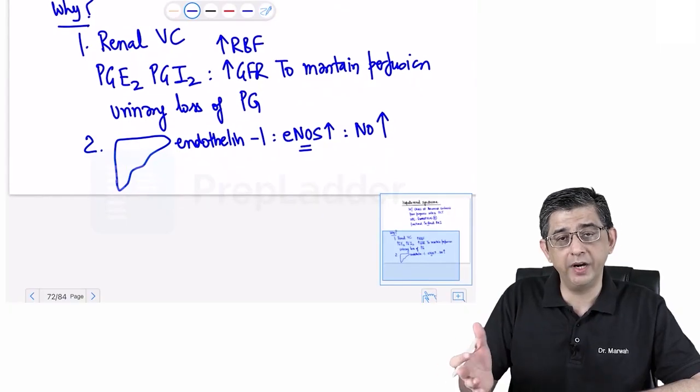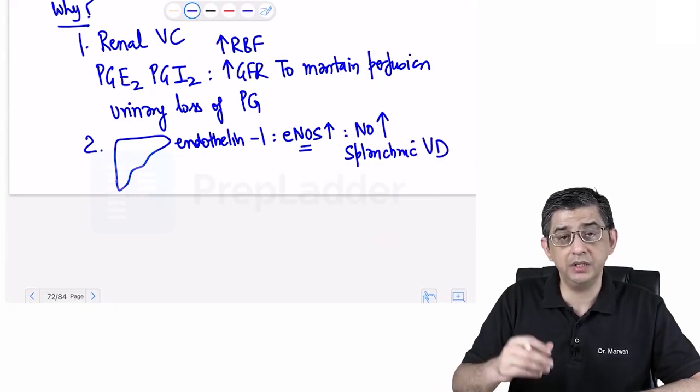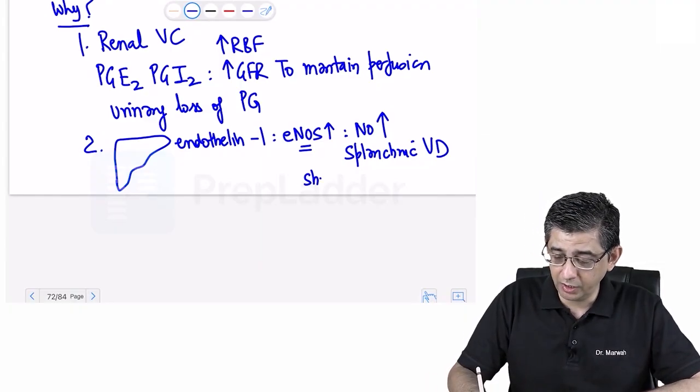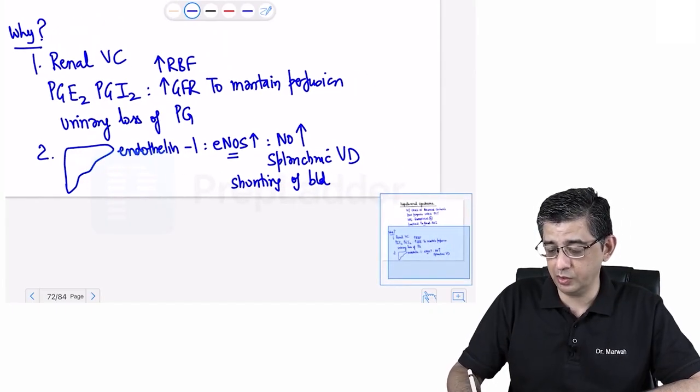And once you have more nitric oxide, this is going to cause splanchnic vasodilation. And the bad news with splanchnic vasodilation is that the kidneys would be compromised, because there would be shunting of blood away from the kidneys. So there are two reasons why this disease will manifest in the patient.